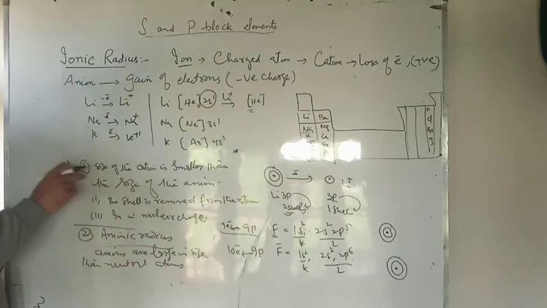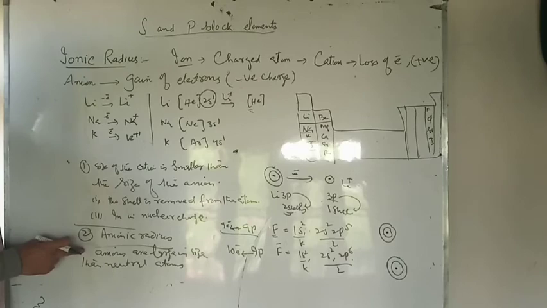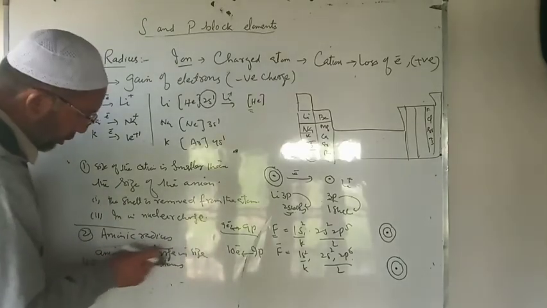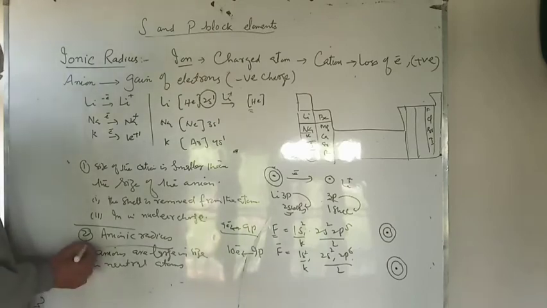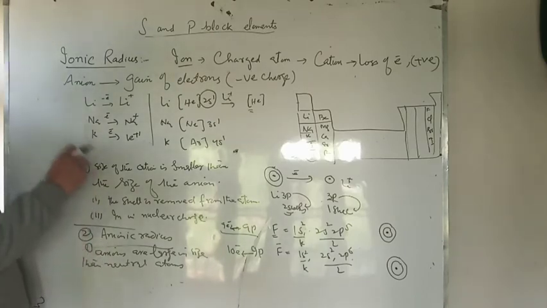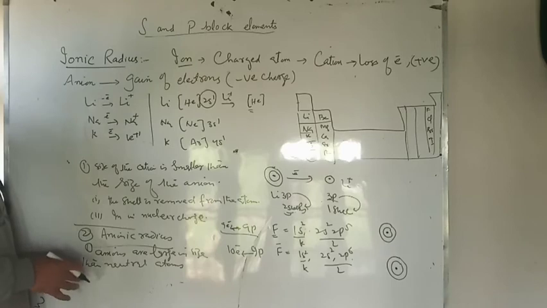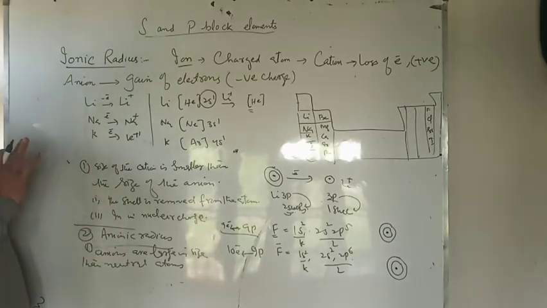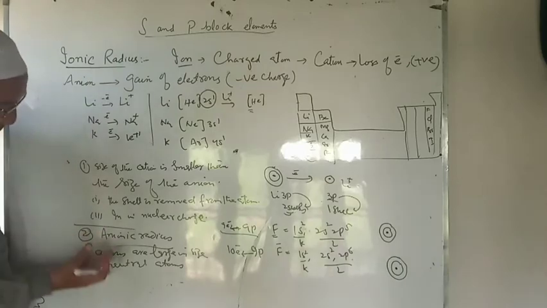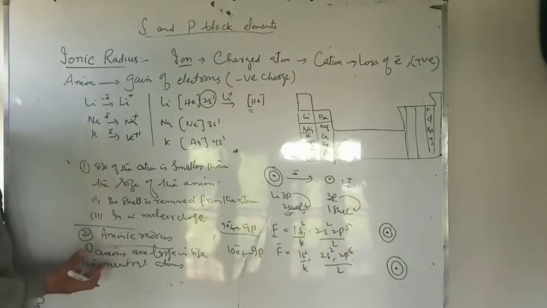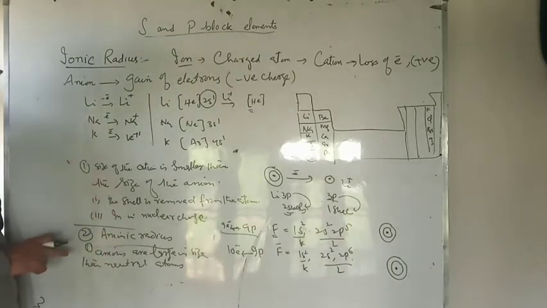Cations were smaller in size than the neutral atoms, whereas anions are larger in size than the neutral atoms. So if we compare the size of a cation with that of an anion, the anion will always be larger than the cation. When we talk of ionic radius, since we have two types, cationic and anionic radius, we observe that anions are always larger in size than the cations. This point should be noted.